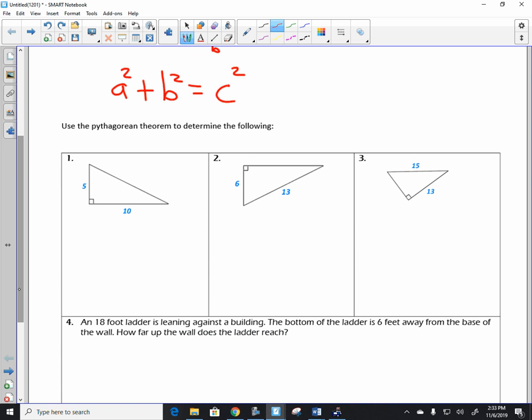So in this situation, we always start by identifying what the hypotenuse is. Which side is the hypotenuse? The longest side.